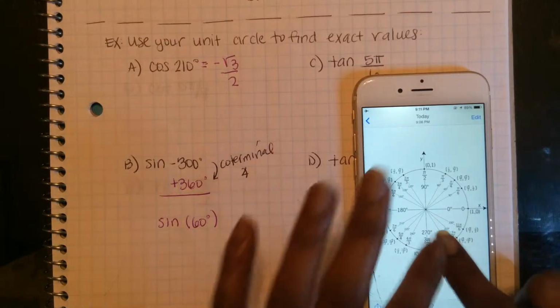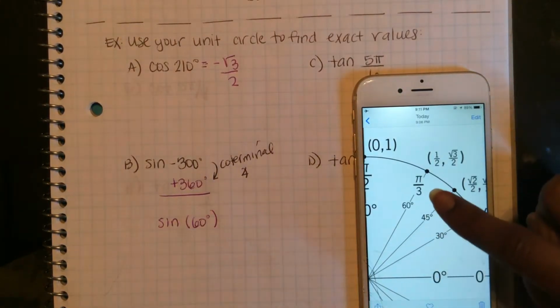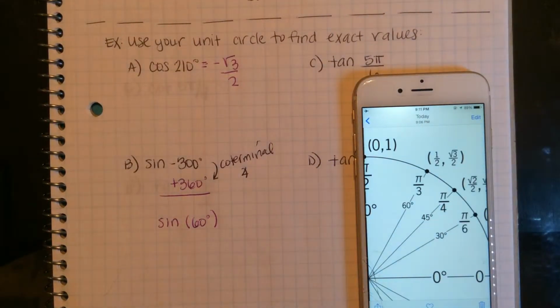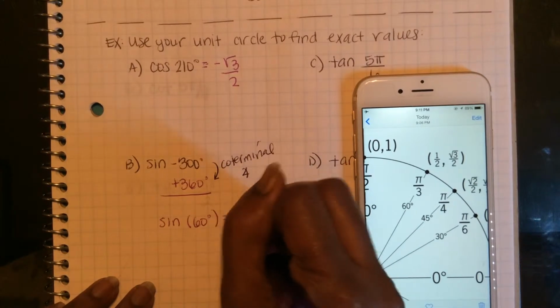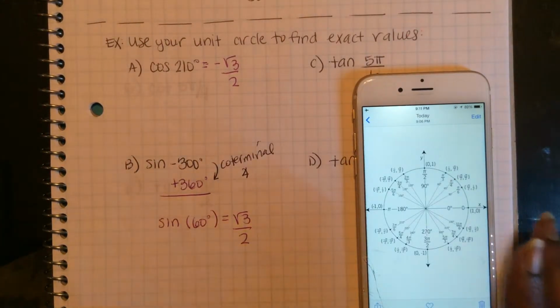So now 60 degrees, if I zoom in on my unit circle, 60 degrees is here, pi over 3 radians. It goes cosine, sine. So my answer is positive square root 3 over 2. Unit circle is quite helpful.